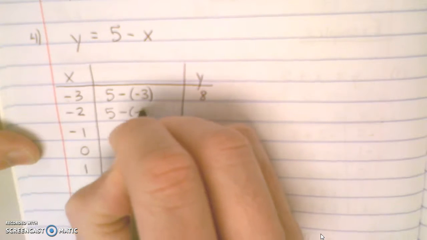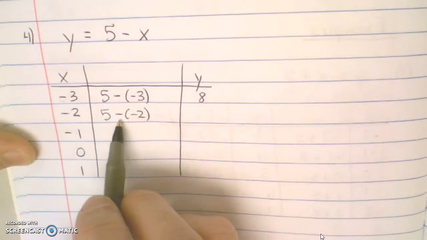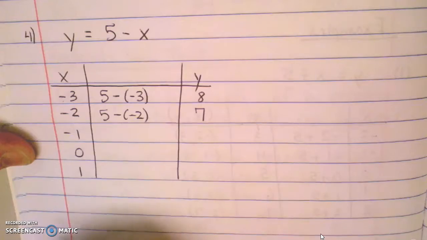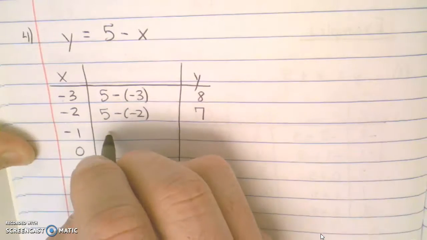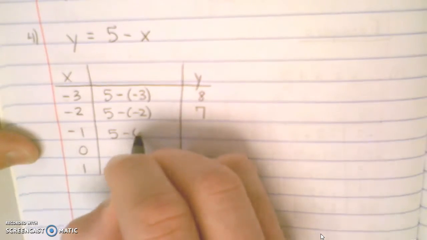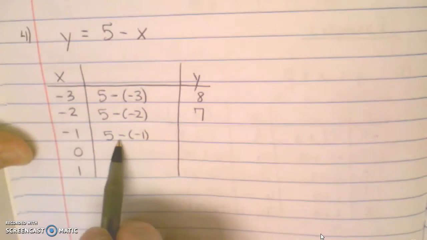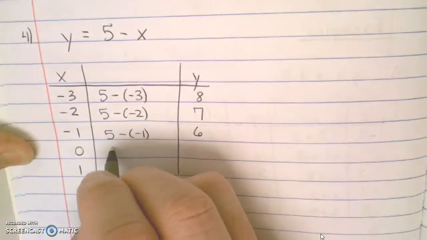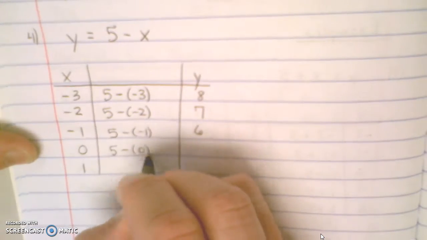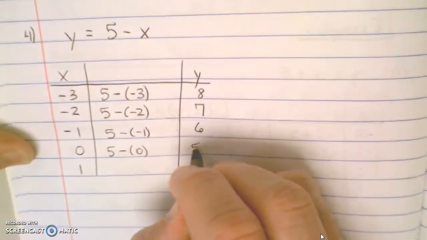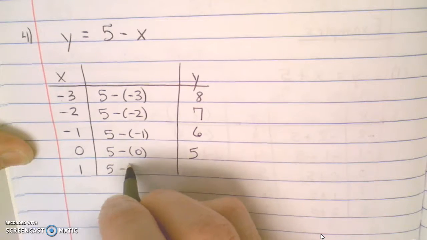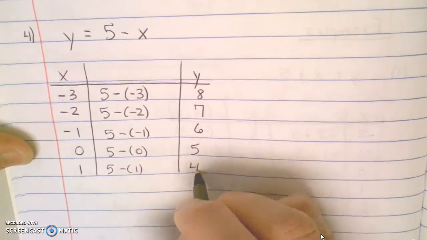5 minus -2, when you have to add these because 2 negatives makes a positive, this becomes 7. 5 minus -1, so this becomes 5 plus 1, which is 6. 5 minus 0, just 5. And then 5 minus 1 just gives us 4.